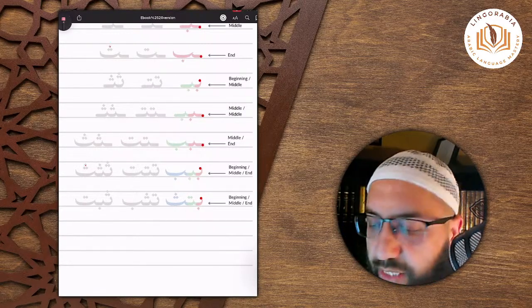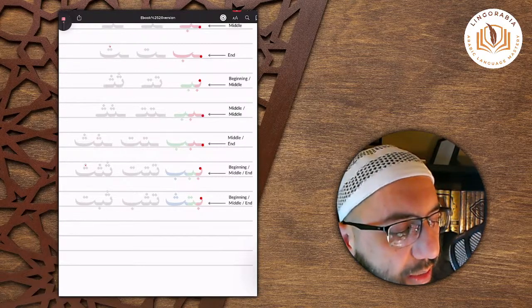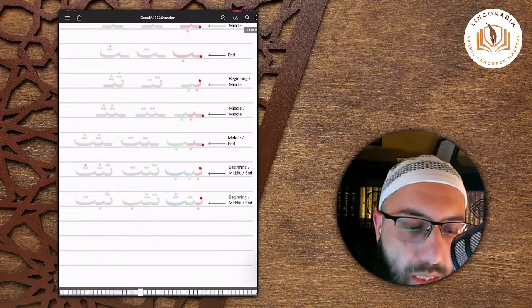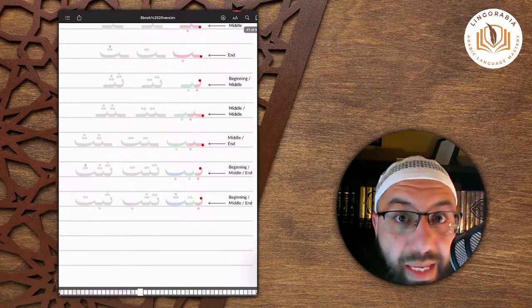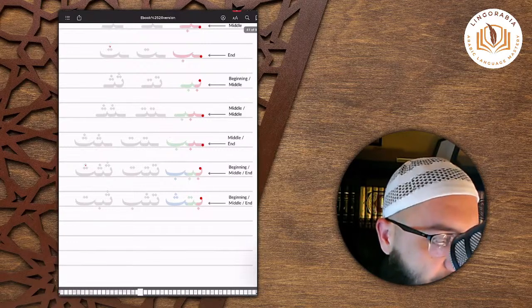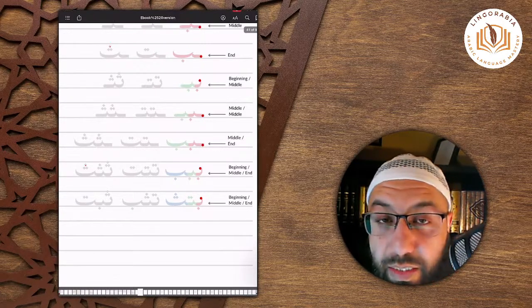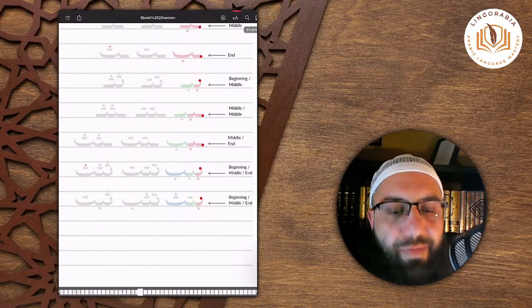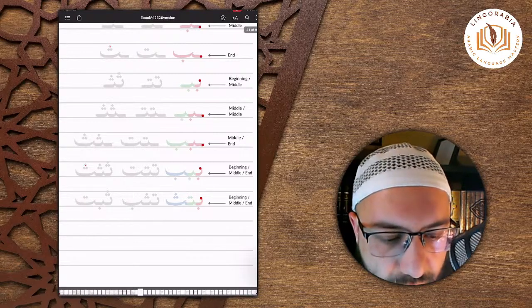So guys, inshallah ta'ala, I will cover the other letters next time. Barakallahu fikum. And today we discussed the alif and the ba and the ta and the tha in the beginning of a word, the middle, and at the end. And we have discussed how you should write it.